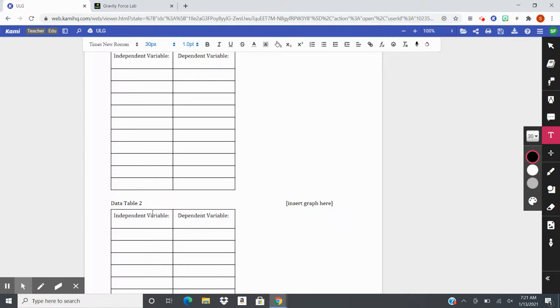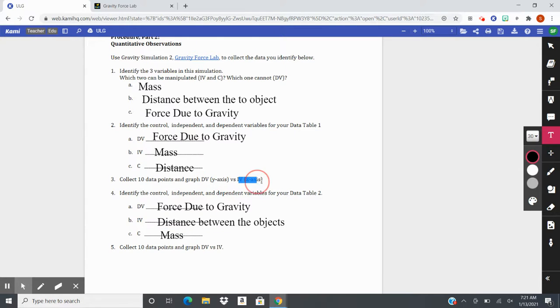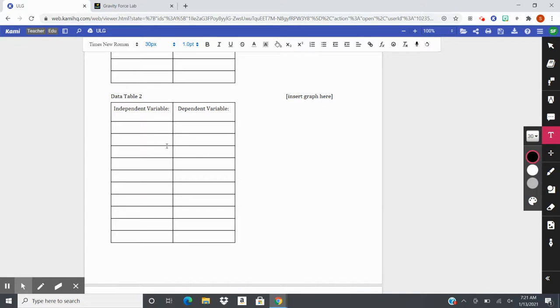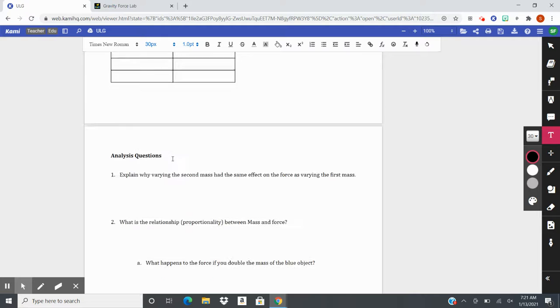Once you have all that done, you then have to use Google Sheets and graph your data points. Notice at the end of your experiment, it tells you what goes on the y-axis and what goes on the x-axis. Once you have completed that, you may go through and answer your analysis questions.